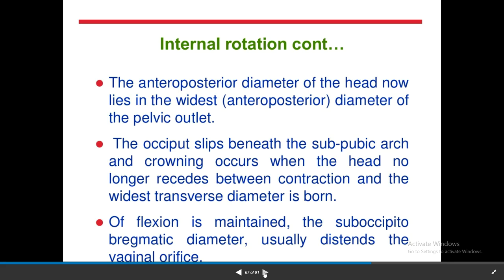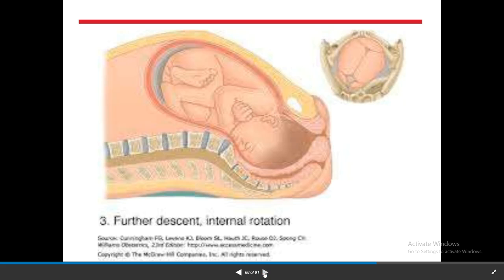Internal rotation continues. The anteroposterior diameter of the head now lies in the widest, that is the anteroposterior, diameter of the pelvic outlet. The occiput slips beneath the subpubic arch and crowning occurs when the head no longer recedes between the contractions and the widest transverse diameter is born. Flexion is maintained. The suboccipitobregmatic diameter, which is 9.5 cm, usually distends the vaginal orifice. Further descent is the internal rotation.